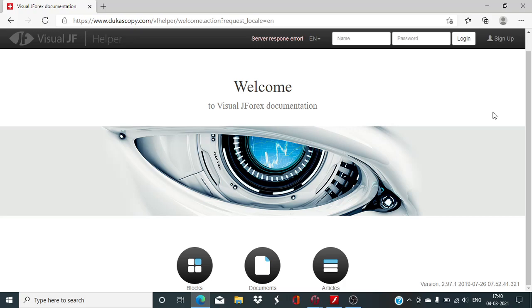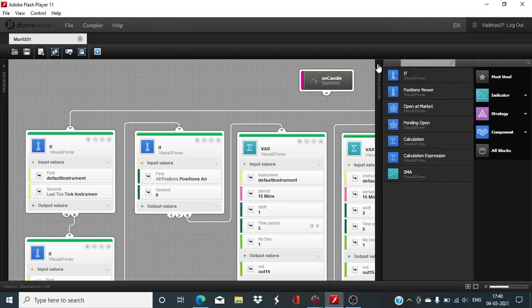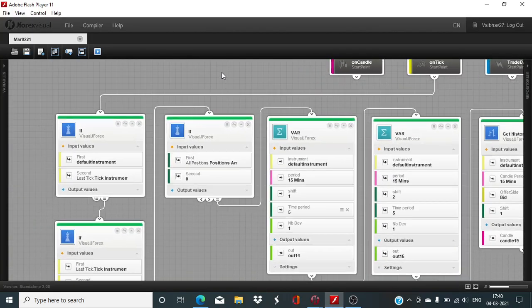I welcome all of you to today's session of Visual JForex, in which I will be continuing with the demonstration using the indicator named Variance. Let us now head to the Visual JForex board, which has been developed by Dukascopy Bank SA.